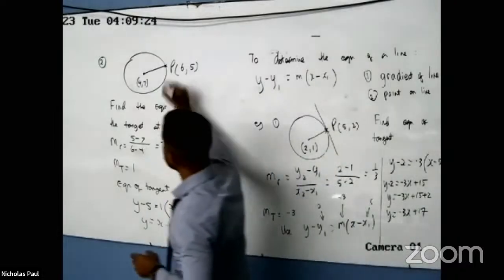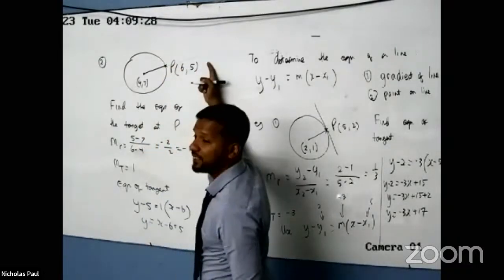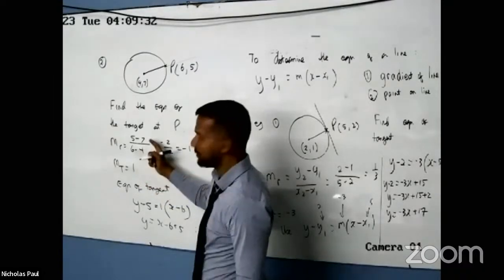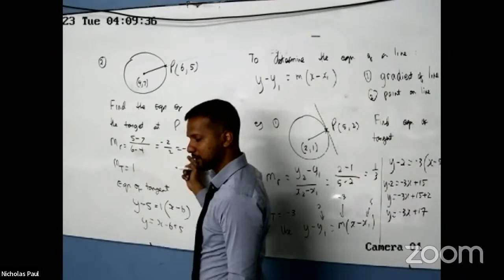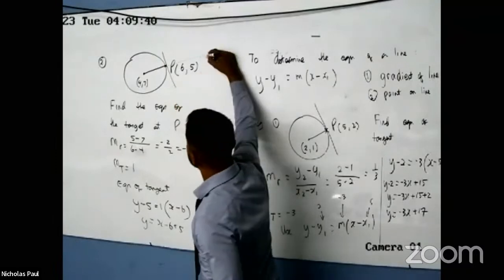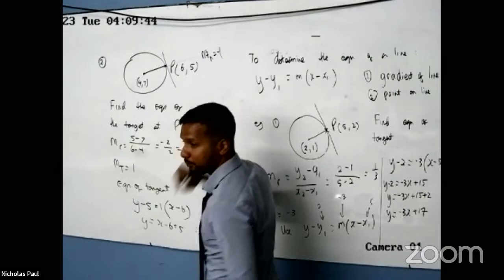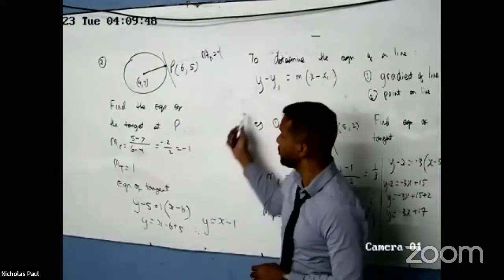So remember, the normal is right here. The normal has the same gradient as the... gradient. The tangent is here, right? So the gradient for the normal is the negative reciprocal, minus 1 over it. Nice, Sahara.